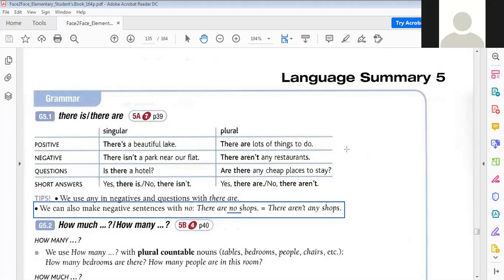You can say there are no hospitals, there are no bus stations, there are no schools, there are no pharmacies, there are no markets, there are no lakes, there are no rivers, there are no mountains, right? It's the same as aren't any. Of course, for plural, it's the same. There is no house. No, you can't use it for singular. It's only for plural. All right, is it clear?